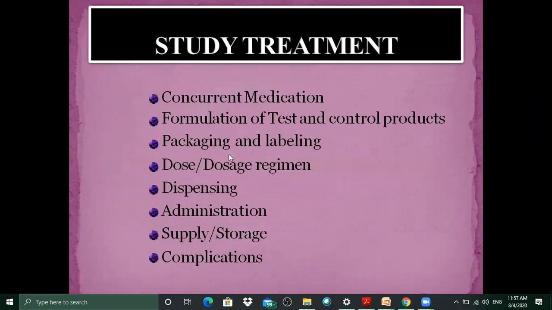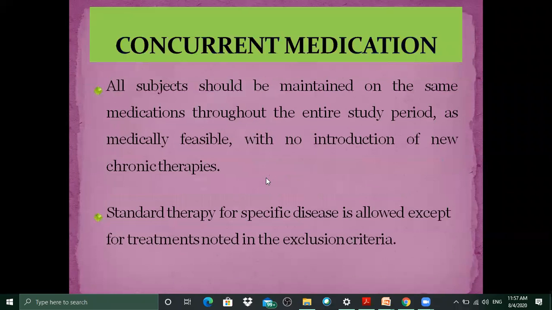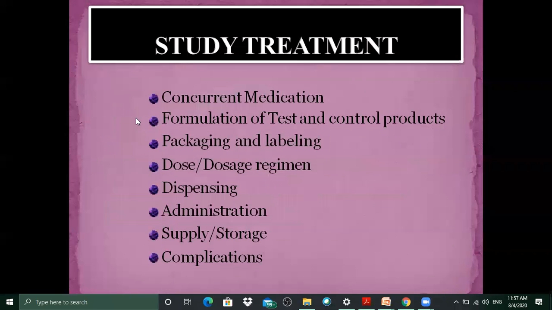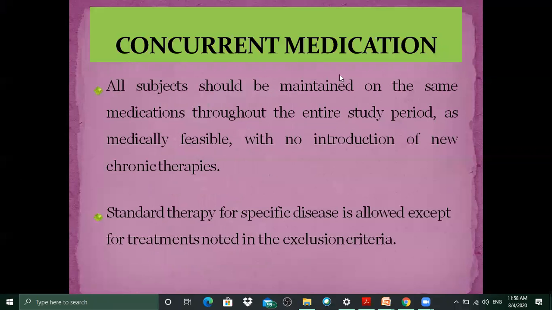Then study treatment. So concurrent medication. Study treatment has all these points included in it. We'll just read through the points and we will be reading them in detail as we move ahead. So you have concurrent medication, formulation of test and control products, packaging and labeling, dose or dosage regime. Then you have dispensing, administration, supply or storage, and complications. So all these points come under study treatment, and then we'll read what all these points mean exactly. So concurrent medication.